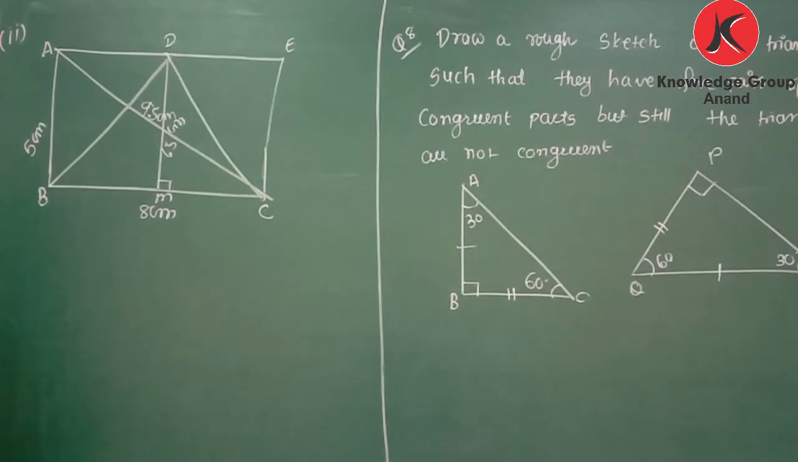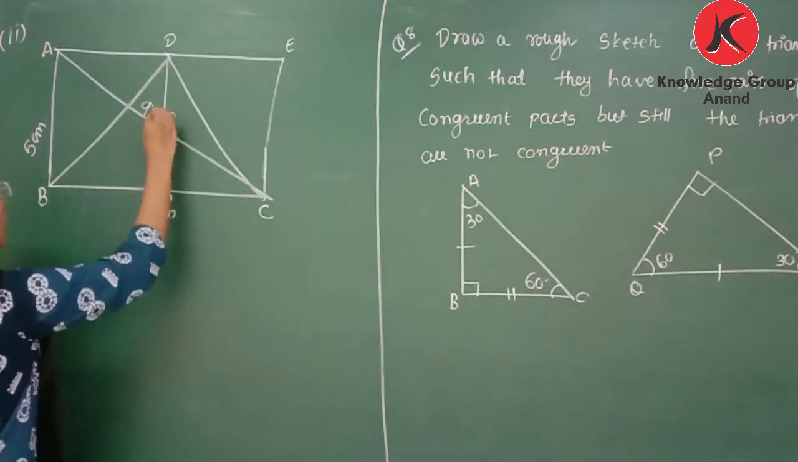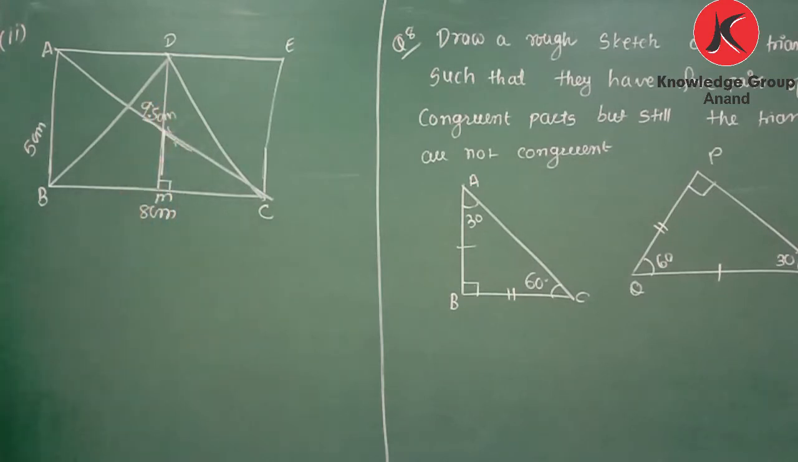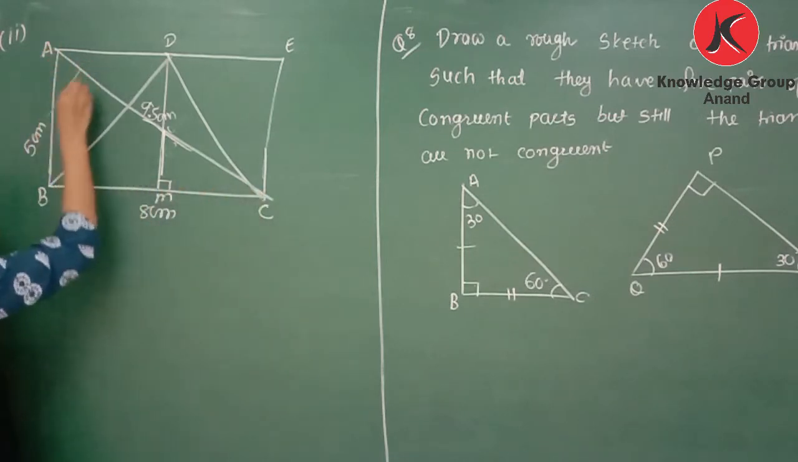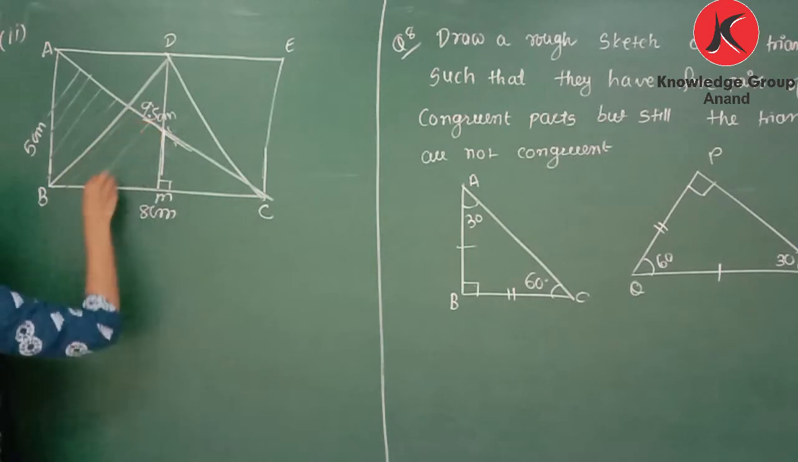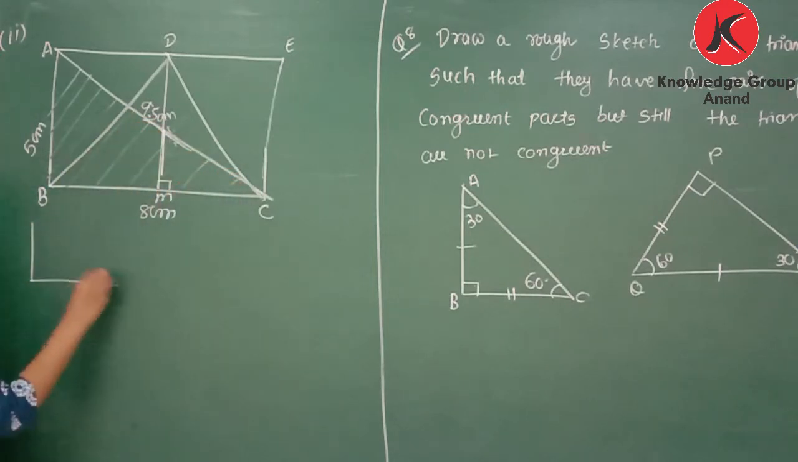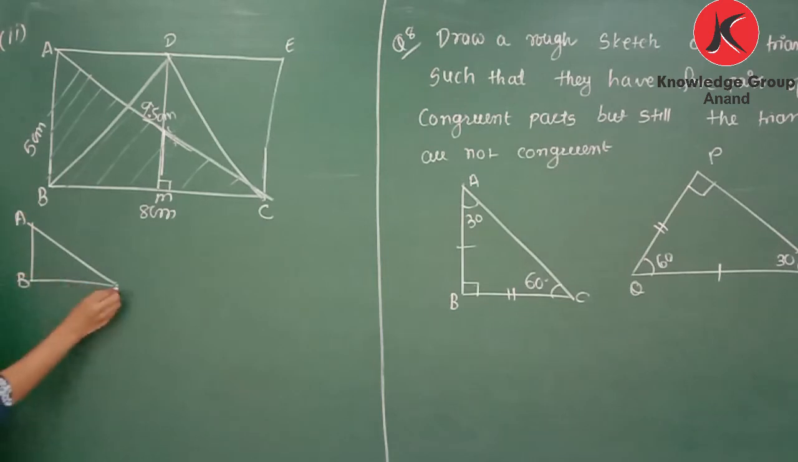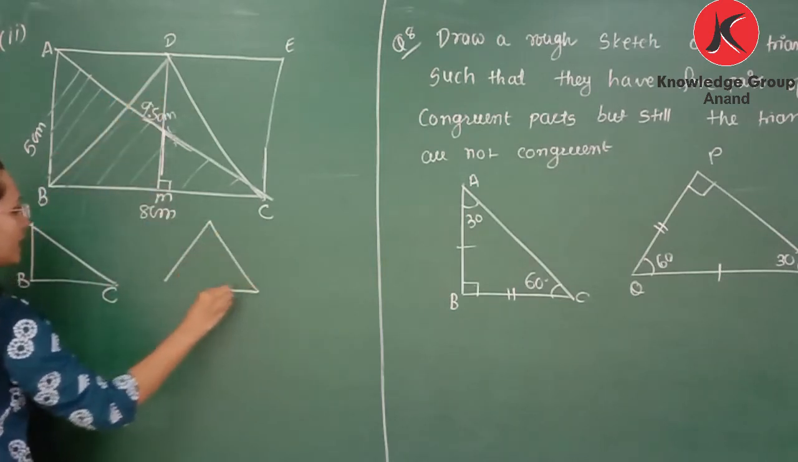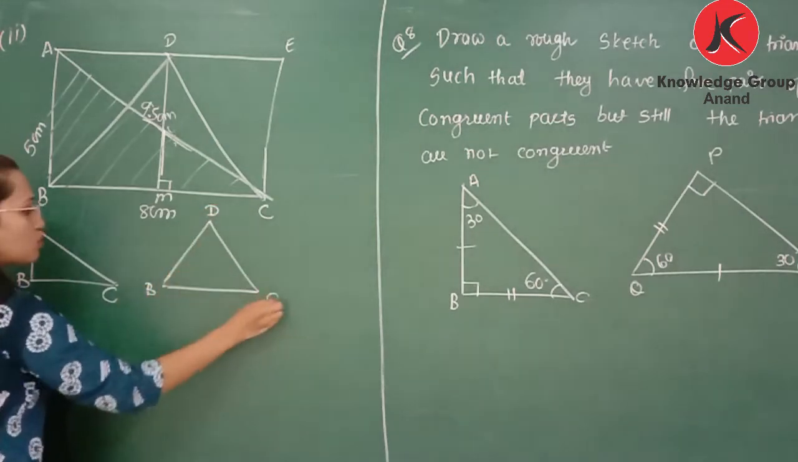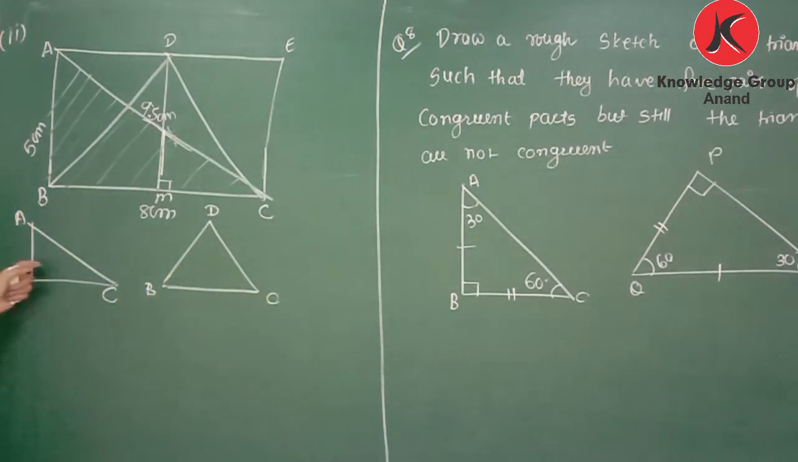Now the second part in question number 7 is, draw triangles such that their area is the same but they are not congruent. Okay, so here we draw a triangle. Now you can see two triangles here, triangle ABC, that is this part. So this is our first triangle. You can draw it again here. And the second triangle is BDC. You need to show that they have equal area.